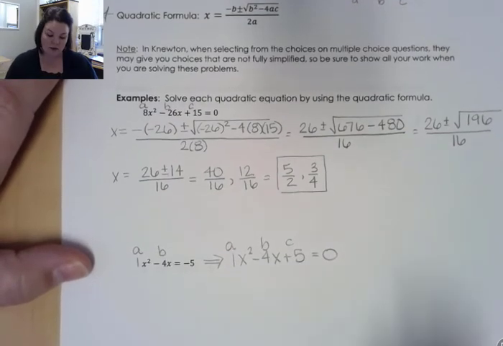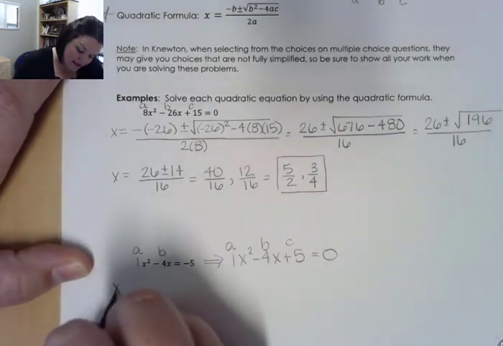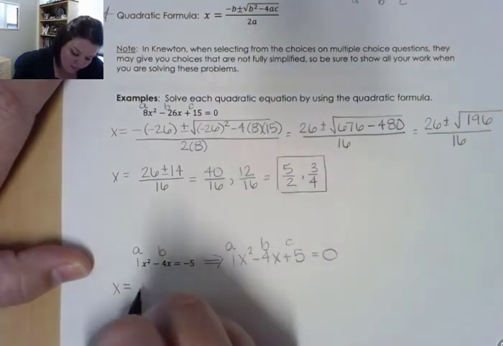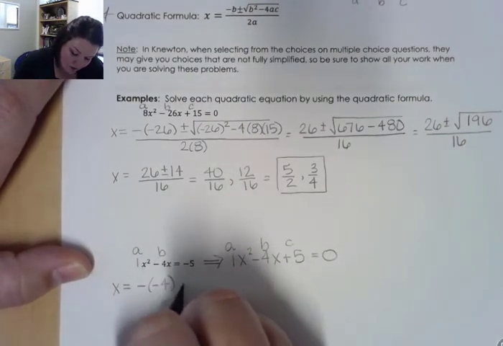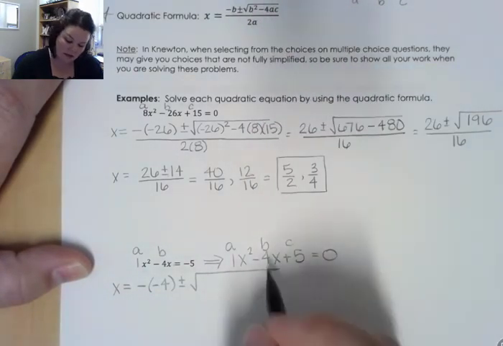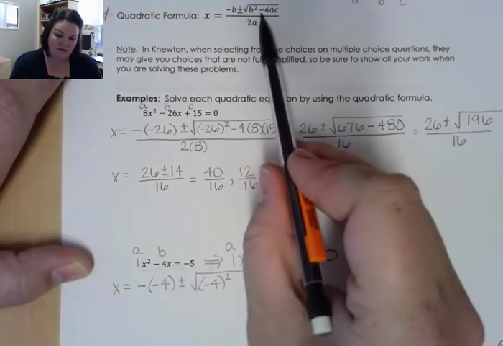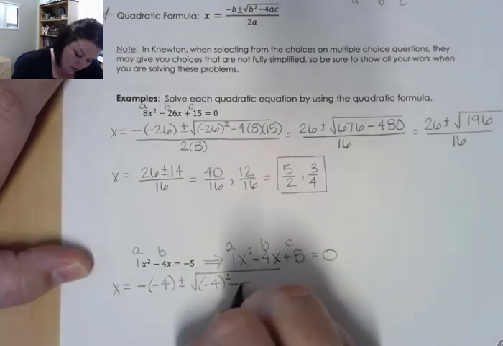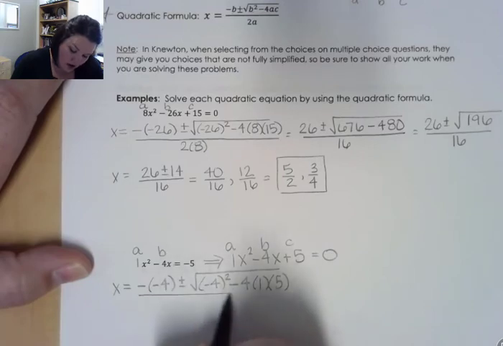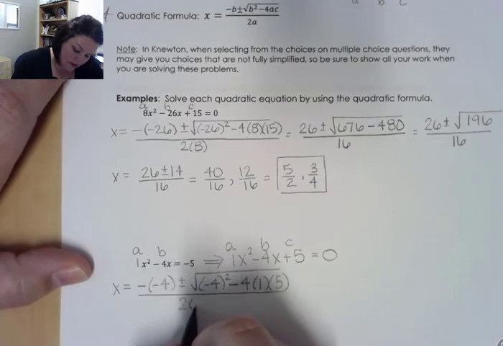So I'm going to take those three numbers and plug them into my quadratic formula here, which says x is equal to the opposite of my b. So my b is -4, so I'm doing the opposite of -4, plus or minus the square root of b squared. So my b is -4 squared, and then we do minus 4ac. So -4 times my a, which is 1, times my c, which is 5, all over 2 times a. So 2 times my a, which is 1.